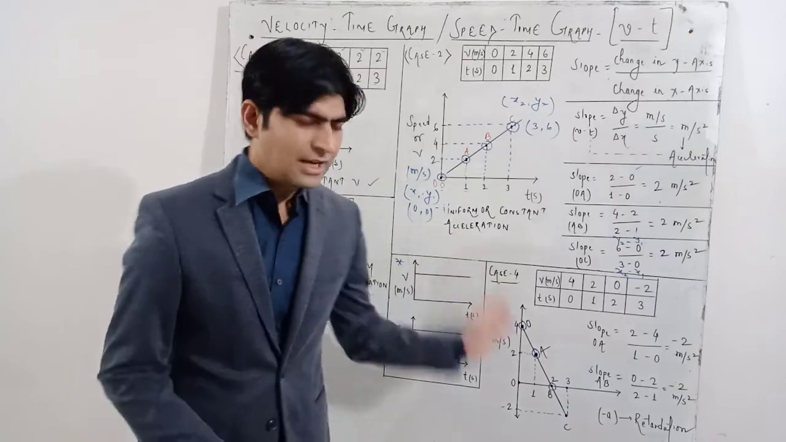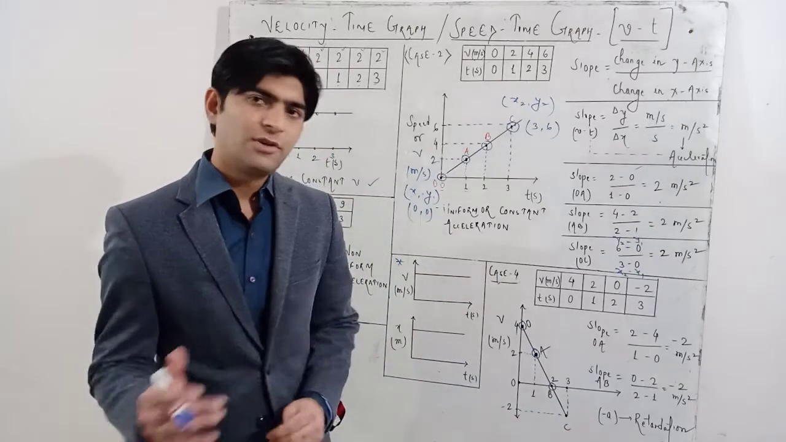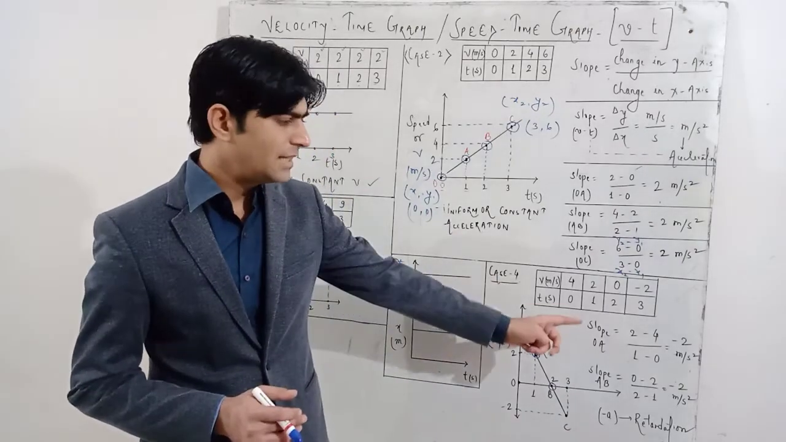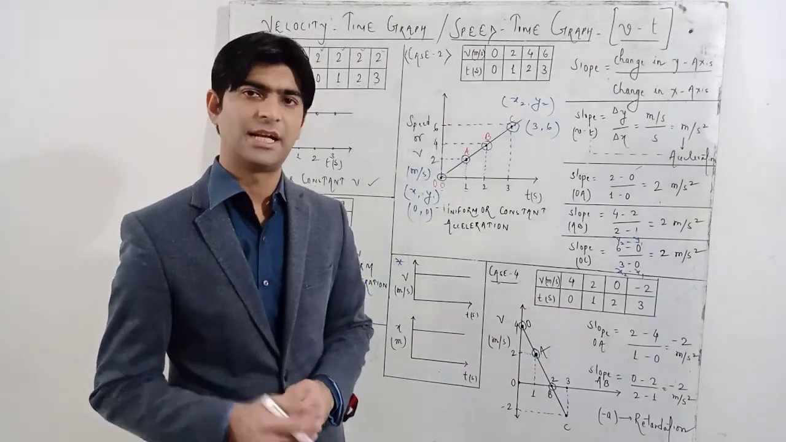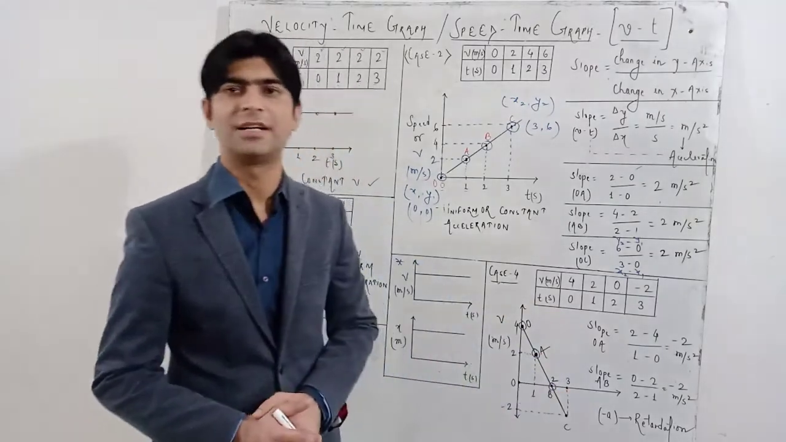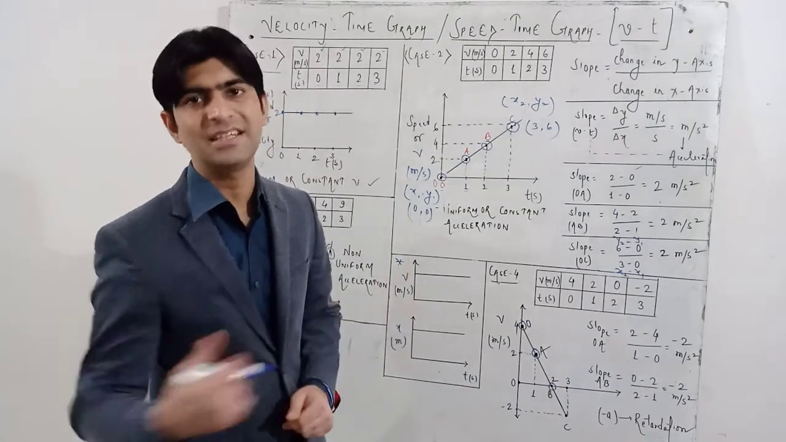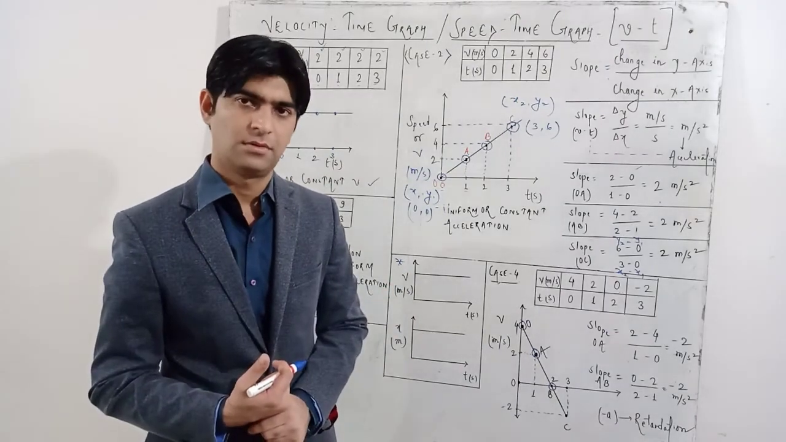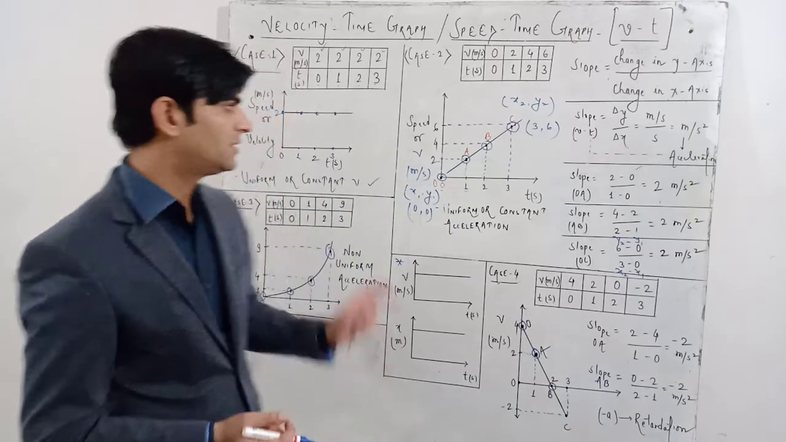So this is a straight line but a decreasing graph. A decreasing graph will always have a negative slope. This minus sign indicates retardation. The negative acceleration indicates a retardation. That means the velocity is decreasing at a uniform rate. Okay, so these are the 4 cases.